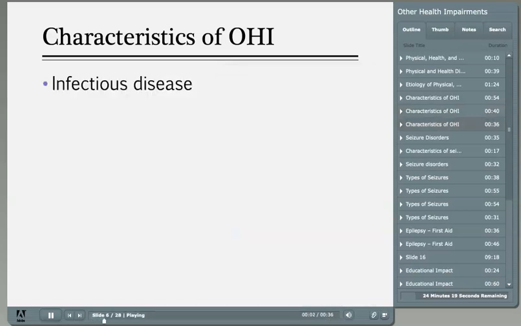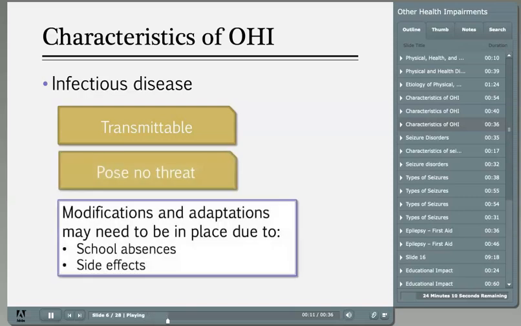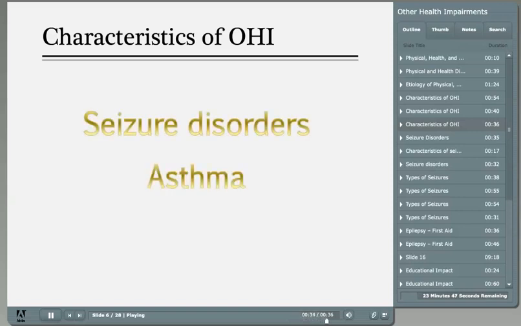Infectious disease also falls under the category of OHI. Some diseases are transmittable and others pose no threat in school. The important thing to understand with infectious disease is that modifications and adaptations may need to be in place due to extended absences from school and side effects as a result of the infectious disease. We are going to focus on two main conditions given the number of impairments and diseases that could qualify a child to receive special education services, including seizure disorders and asthma.